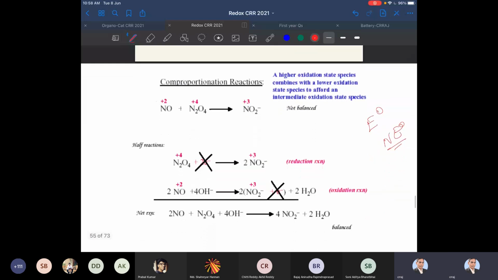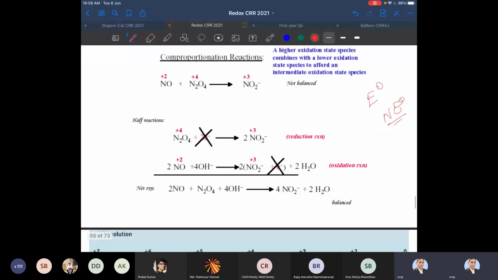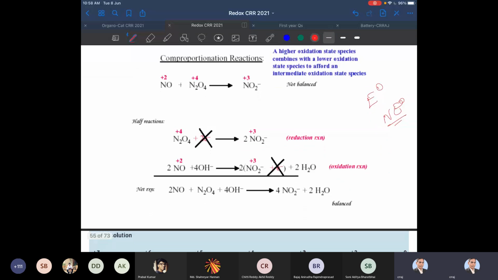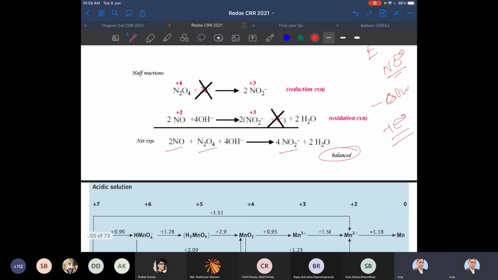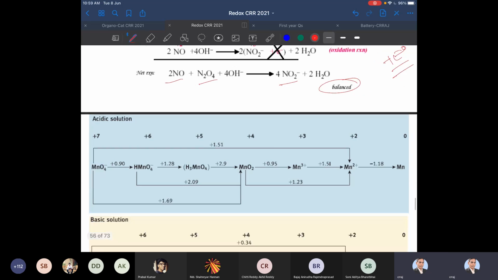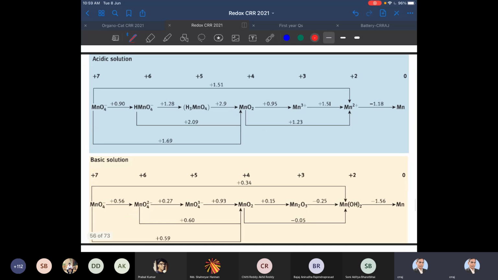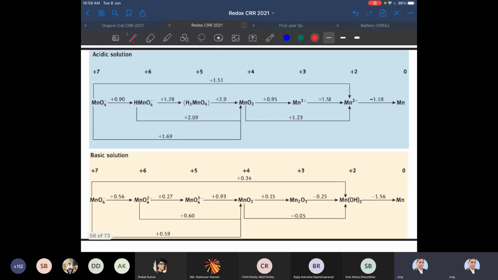Now, the question that he has asked is whether it is a comproportionation reaction or not. You can balance this reaction, NO, N2O4, NO2, that gives your balance. Then you look at the potential, this will be a feasible, favorable reaction with delta G negative or positive E0 value, right? I'm not bothering about the balancing, because you are well familiar with it. Now we come to a little complex diagram.